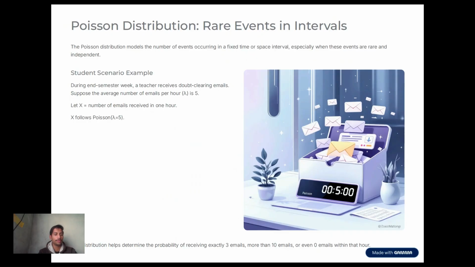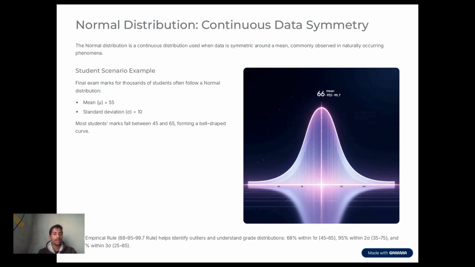Next, the normal distribution. Finally, we look at the normal distribution, which applies to continuous data that clusters around a mean. Marks often follow this pattern. If the average marks is 55 with a standard deviation of 10, scores arrange themselves into a bell-shaped curve. Using the empirical rule, we know that 68% of students will score between 45 and 65.